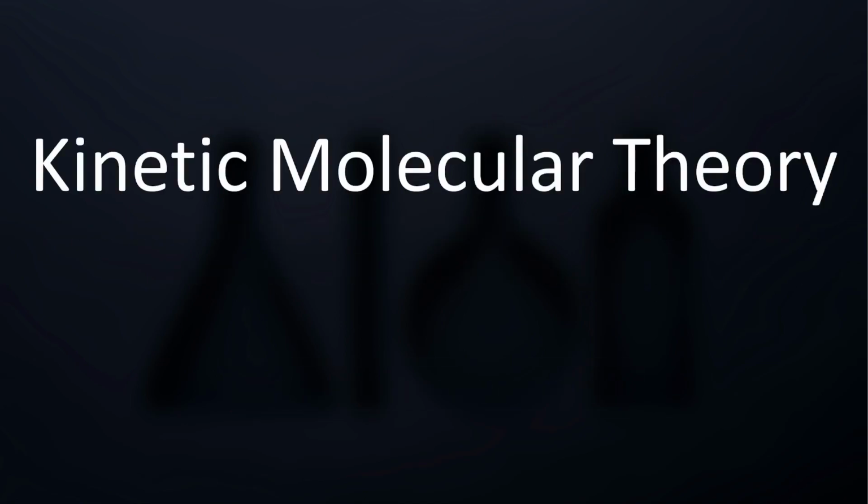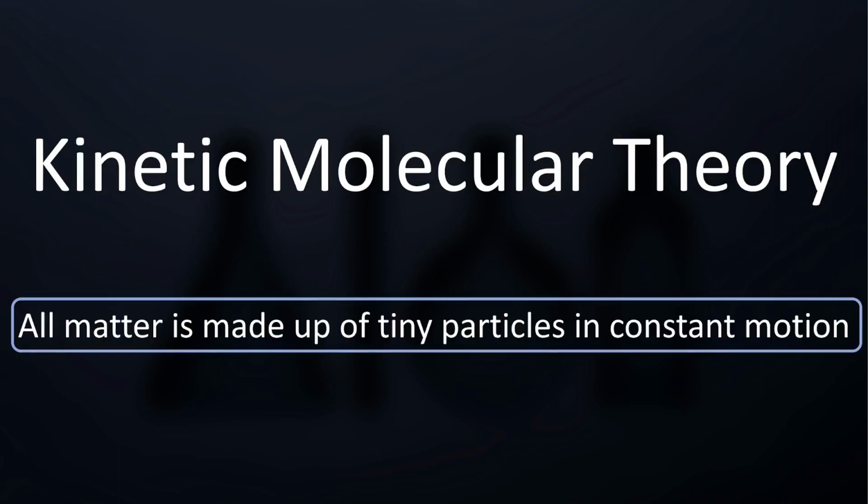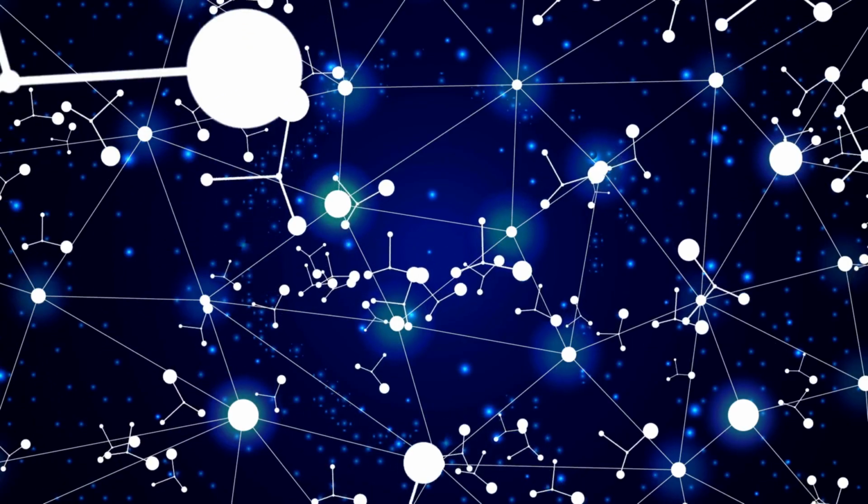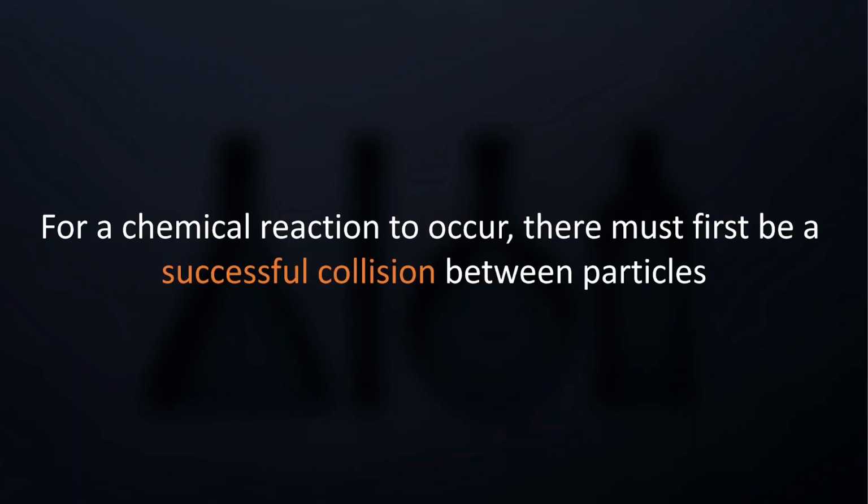These collisions can occur because of a different theory we know as the kinetic molecular theory, which states that all matter is made up of tiny particles that are always in constant motion, therefore they will have a chance at colliding with each other. Let's go back to the definition of collision theory and focus in on the two words successful collision. What determines whether or not a collision is successful?